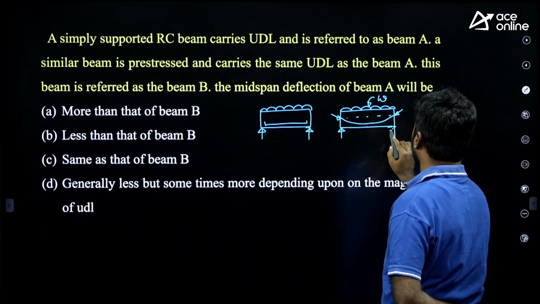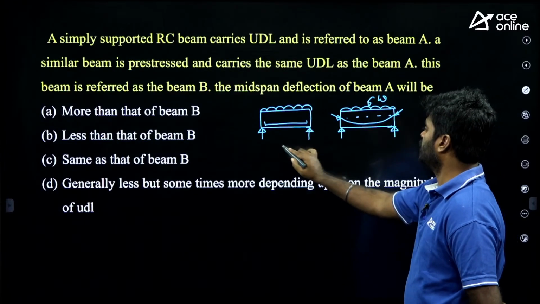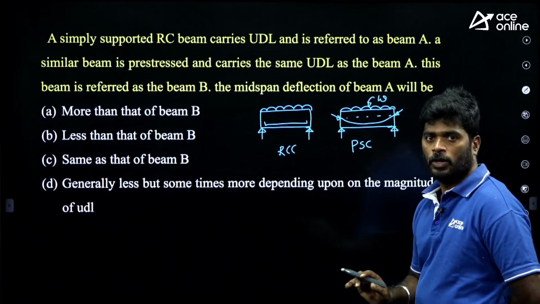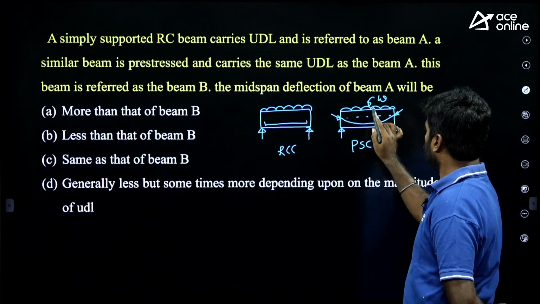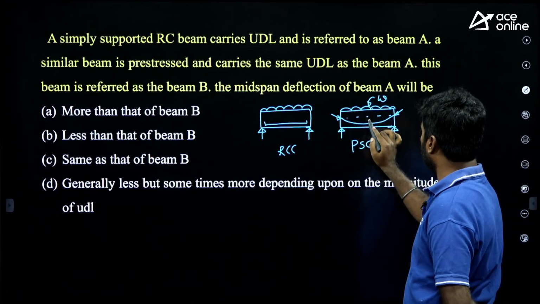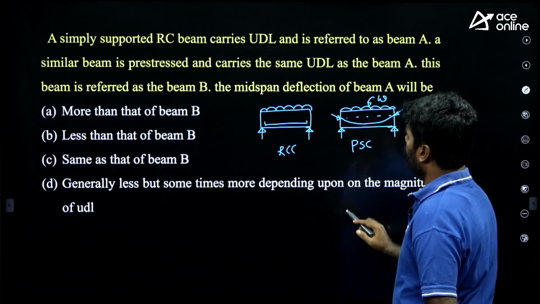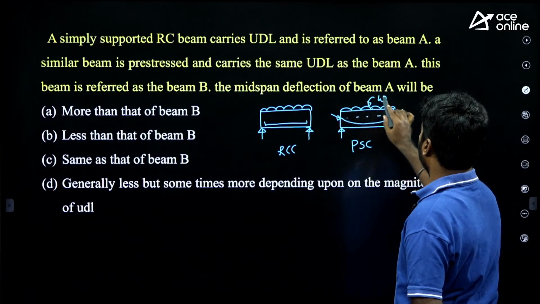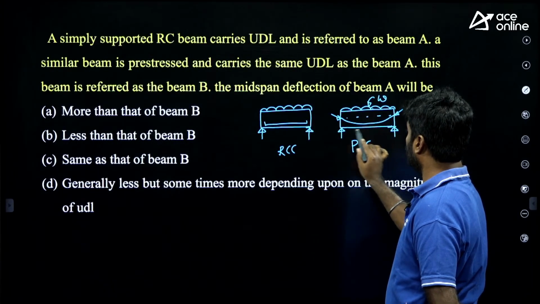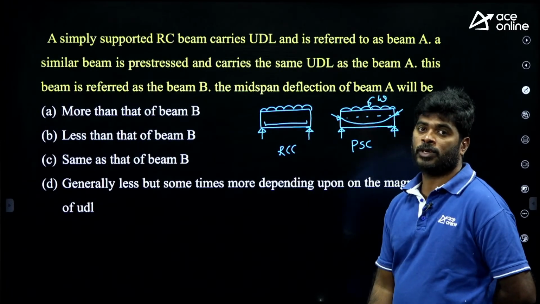Now, which beam will have more deflection or the same deflection? This is made of RCC, this is made of pre-stressed concrete. You know, my dear, this load is balanced by this pre-stressing cable. This load is balanced by this pre-stressing cable. So, here the mid-span deflection of beam A will be more compared to this one. Here deflection will be more because under the load it is going to deflect.